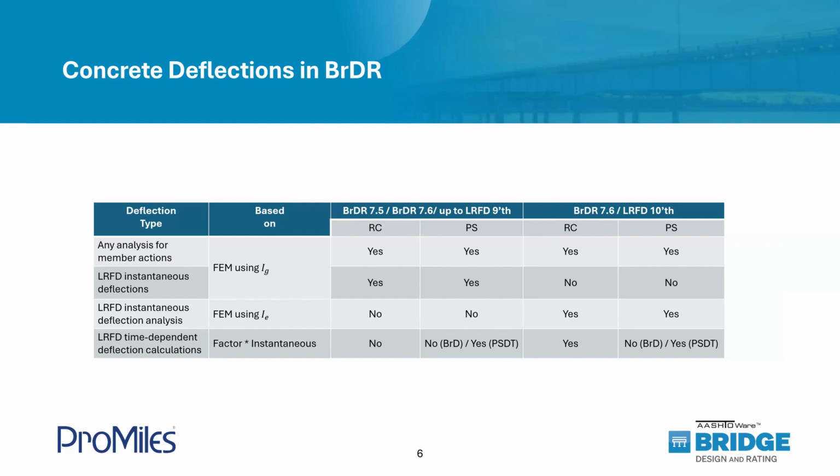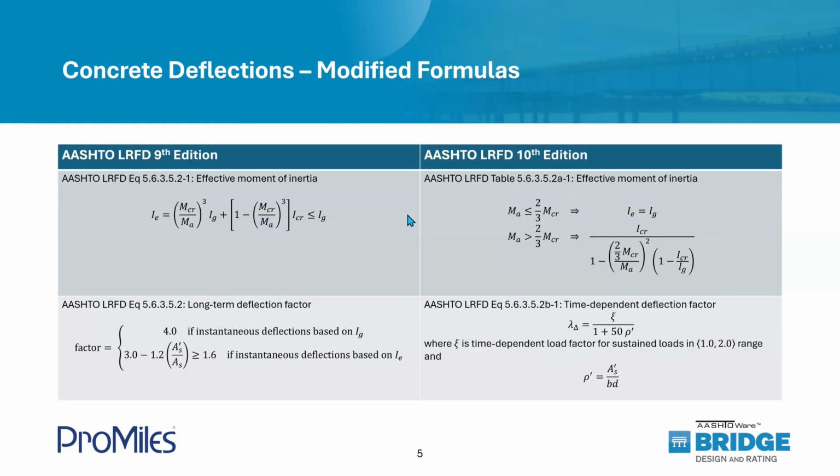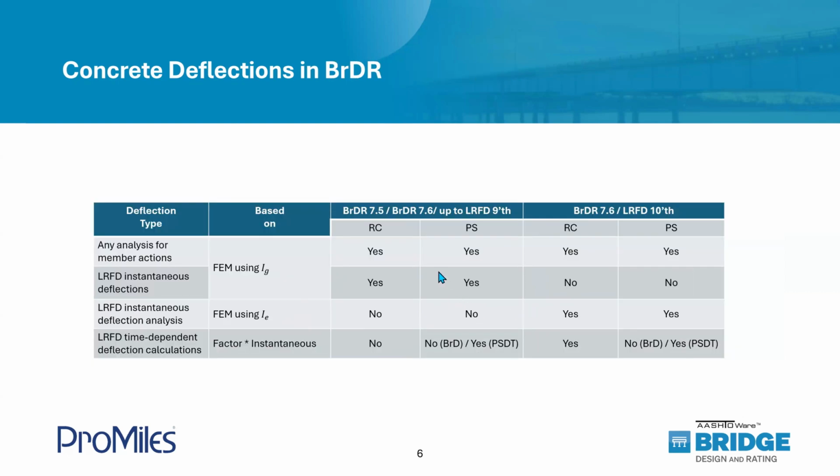Now in BrDR we did not have any of those implemented. So we didn't have the formulas on the left-hand side. We did not have the formulas on the right-hand side. We were just calculating, up to BrDR 7.5 and up to LRFD 9th edition, everything based on gross moment of inertia. It's only now in BrDR version 7.6 and LRFD 10th where we can calculate instantaneous deflections like this and this. We can calculate them based on the effective moment of inertia.